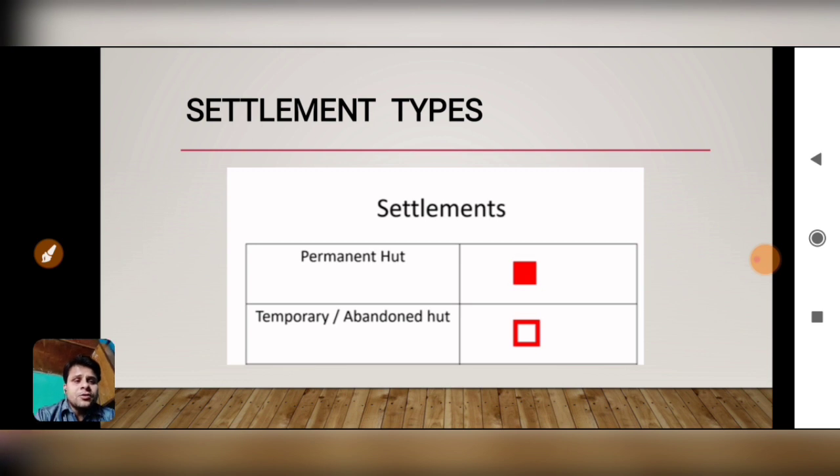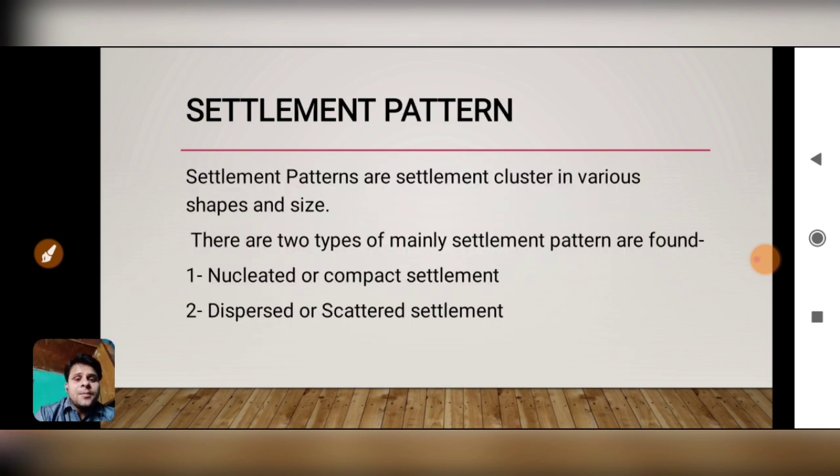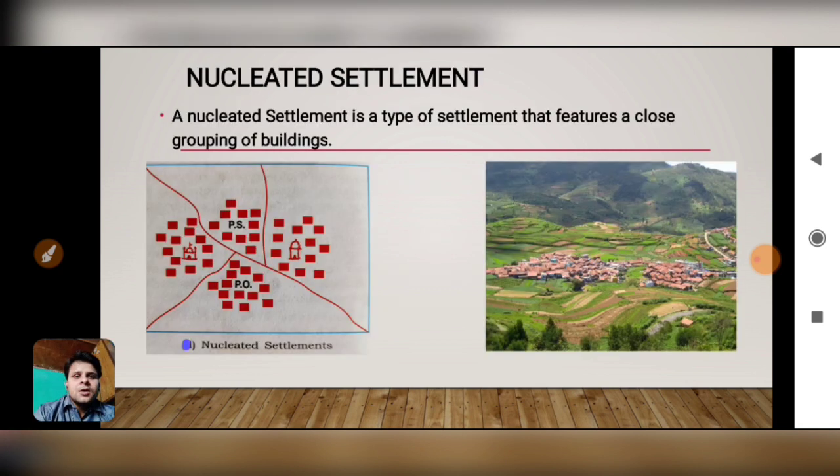Then if we talk about the next topic, that is the settlement pattern. What do you mean by settlement pattern? Settlement patterns are the settlement clusters of various shapes and sizes. It means a group of houses, huts, in which geometrical pattern they are located. There are 2 types of settlement pattern. First is nucleated and second one is dispersed.